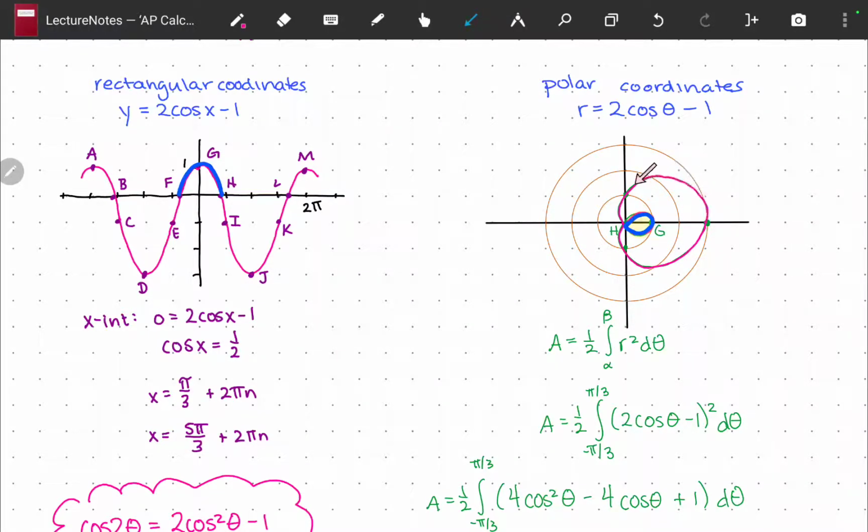Now we want to find the area of the inner loop. The inner loop is going to start here, go around until we get to there. Radius of 0, increasing to radius of 1, decreasing back to radius of 0. Where do we see that happening here? We see it happening right here at this point. Radius of 0, increasing to radius of 1, decreasing back to radius of 0. So where were these angles? At -pi/3 to +pi/3. And that's how we knew our limits of integration.